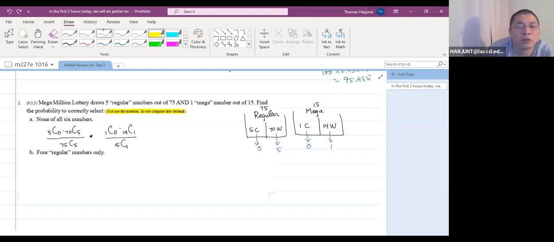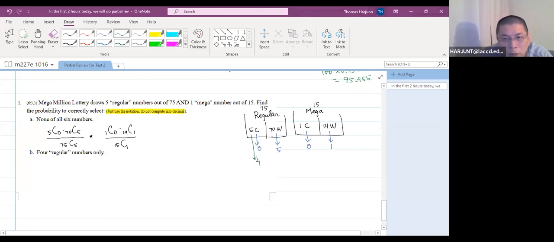Okay, now go on. How about part B? What is the probability of correctly selecting 4 regular numbers only? So for the regular ones, you select 4 of them correctly. If 4 out of 5 is correct, it means one of them that you select must be wrong. Likewise for the mega part, it has to be wrong also, right? Because you want only 4 regular numbers correct. So if 4 regular are correct, 1 of the regular is wrong, and the 1 for mega has to be wrong also.